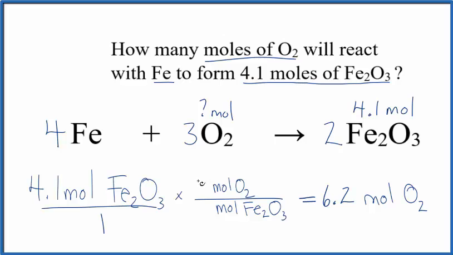So oxygen has 3 to 2, and we multiply across. Moles are on top and the bottom. They cancel out. We're left with moles of oxygen, and that's our answer. And this is the same answer you would get if you used the ratio like we did initially in the video. I'd recommend you learn to use both ways so you can check your work. Teacher probably wants you to do this.